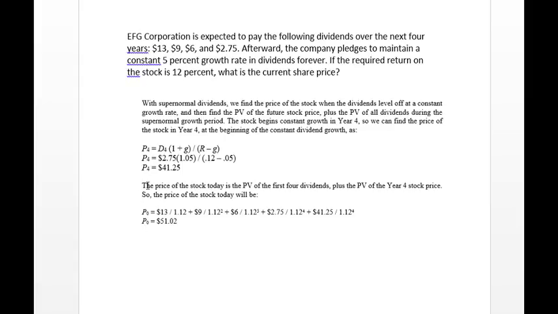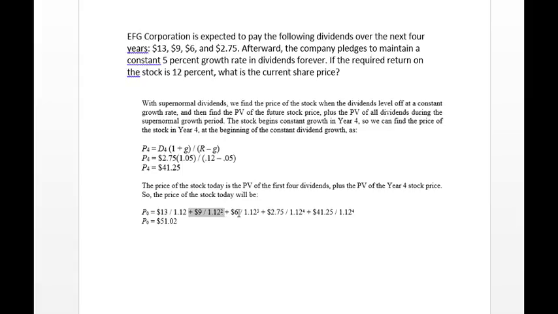The price of the stock today is the PV of the first 4 dividends plus the PV of the fourth year stock price. So this is how we're going to determine our price. So the first year dividend was $13 over 1.12, which is the 1 plus the 12%. Now what we're going to look at is we're going to take the second one, which is the $9, and we're going to divide that by 1.12 to the second for the second year.